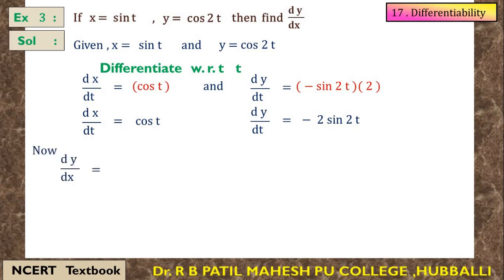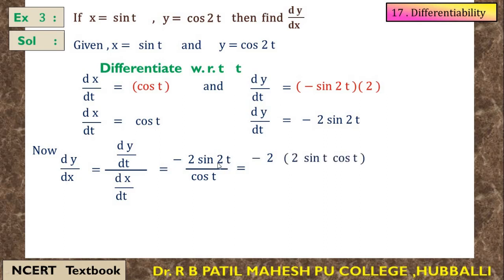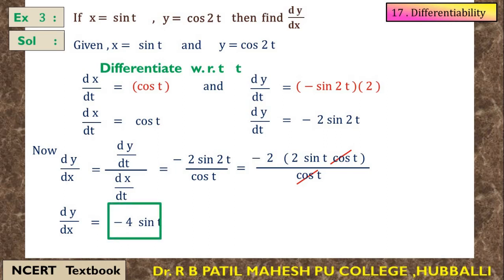So now you write dy by dx, dy by dt divided by dx upon dt. That is equal to minus 2 sin 2t divided by cos t. Minus 2 as it is. Now this function we can simplify. Here we can use the identity sin 2t equals 2 sin t cos t, divided by cos t. The cos t and cos t get cancelled. So you will get minus 4 sin t. This is the derivative answer.